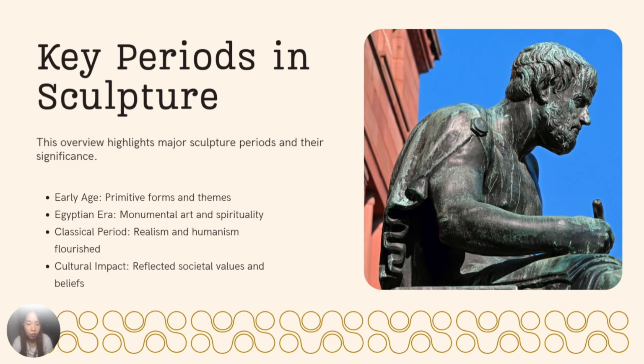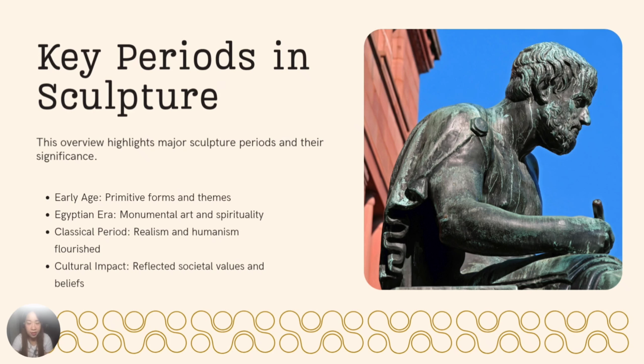So, key periods in sculpture. This overview highlights major sculpture periods and their significance. Early age: primitive forms and themes. Egyptian era: monumental art and spirituality. Classical period: realism and humanism flourished. Cultural impact: reflected societal values and beliefs.